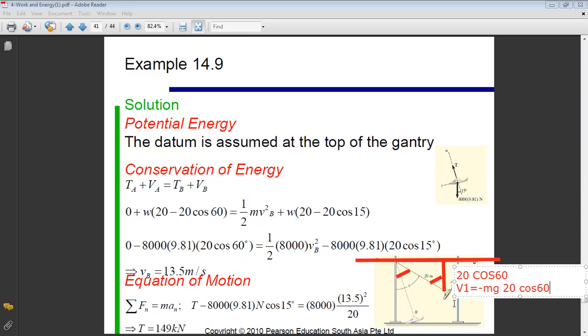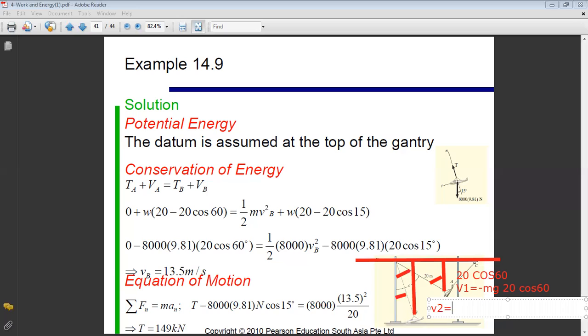Okay, while at the final state, they said that the angle becomes equal to 15. So this angle here is 15 degrees. Okay, so to calculate the potential at the final state, you have that the distance here is 20 cosine 15. So you can write that V at state 2 is minus mg times 20 cosine 15. So now you know the initial and final gravitational potential, and your system is released from rest, so the initial velocity is 0.